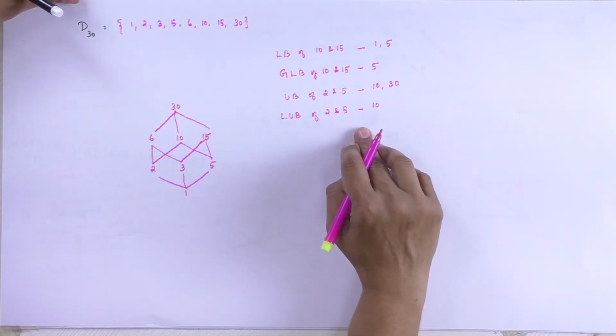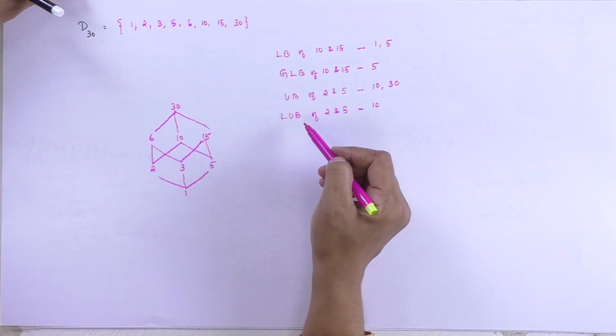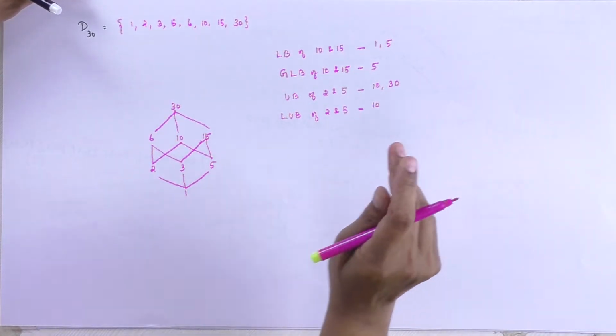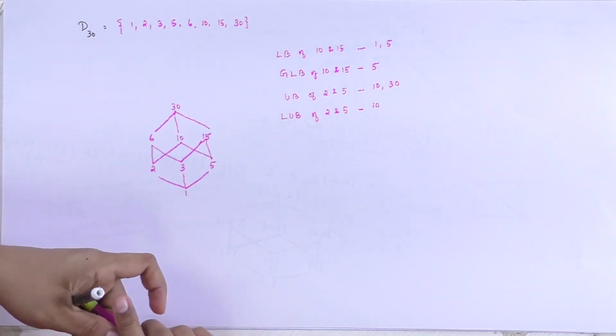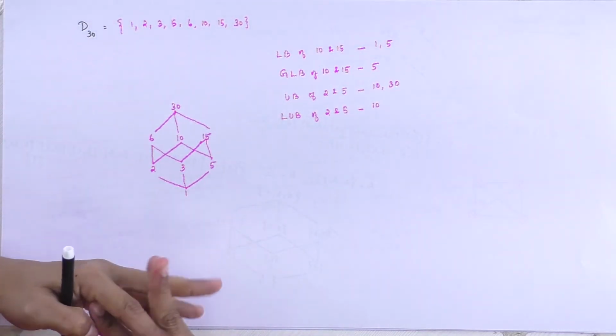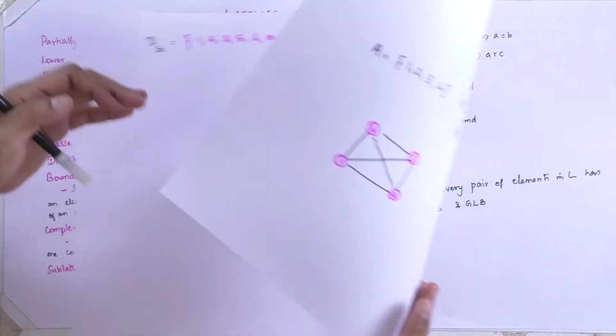So, that is how we will find the lower bound, greatest lower bound, upper bound and least upper bound of any Hasse diagram. Whatever the given relation may be, if we are supposed to find or draw the Hasse diagram, this is how one has to do it.